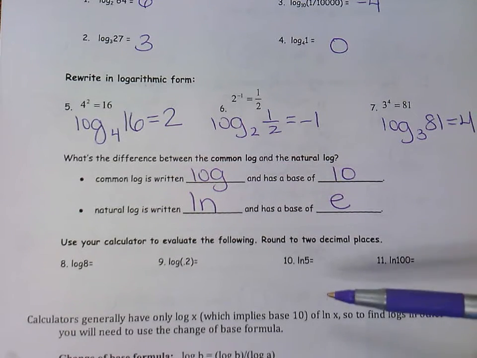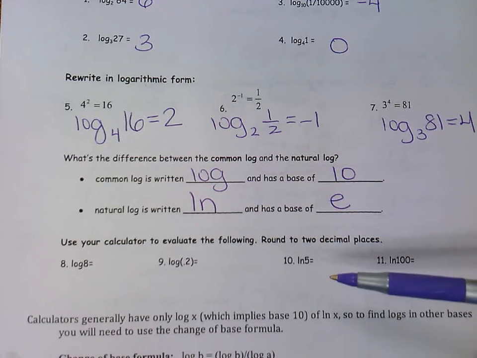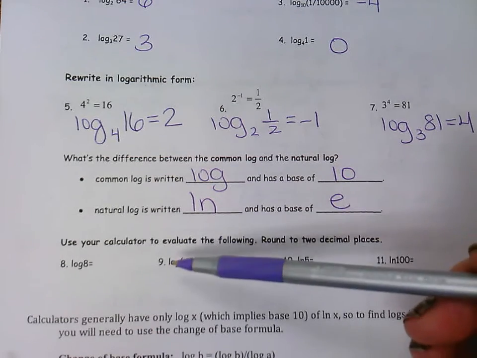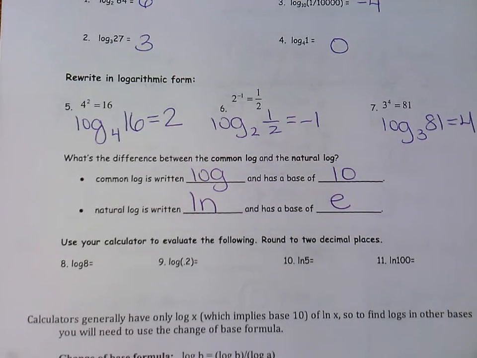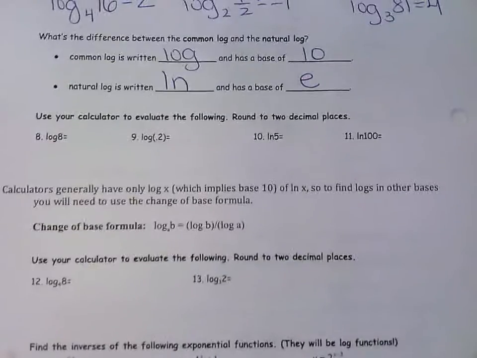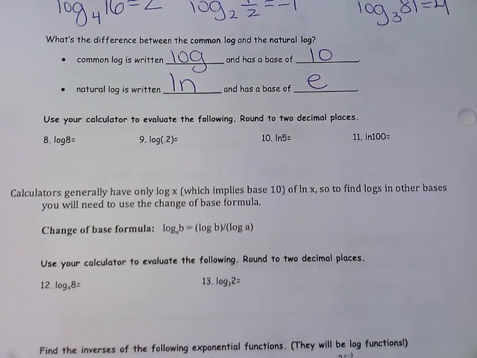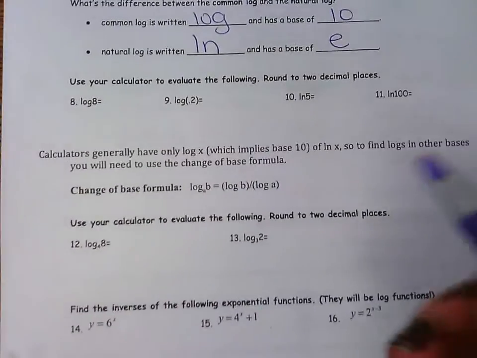So we're going to see this log button used quite a bit when we do application problems. On 8, 9, 10, and 11, I just wanted you to use the regular log key and the regular natural log key to evaluate those. Those would be with a calculator. So just take a minute and try. You could actually try 8 through 13.